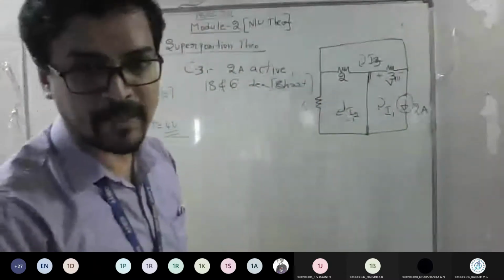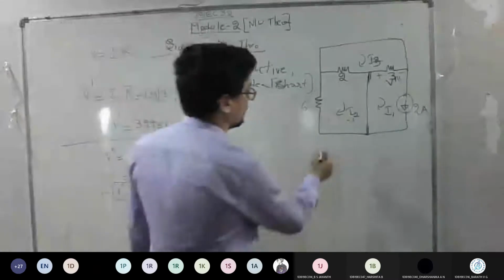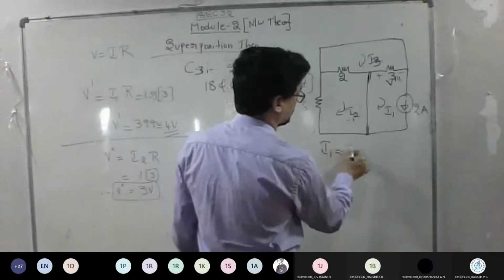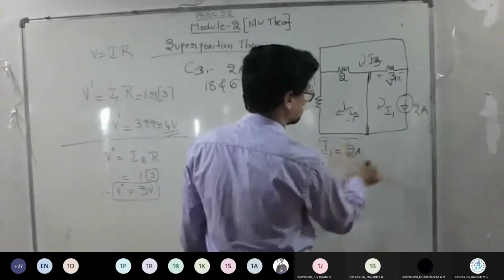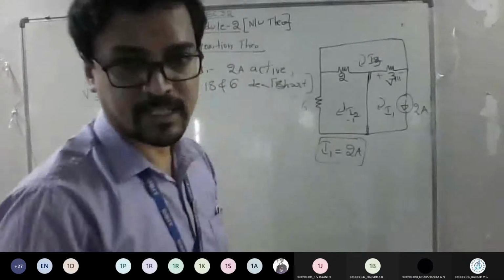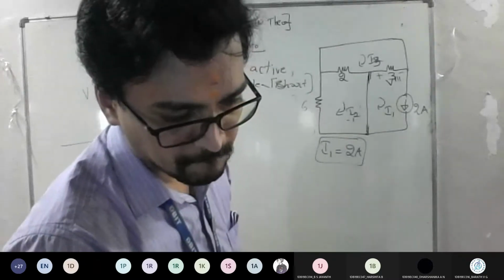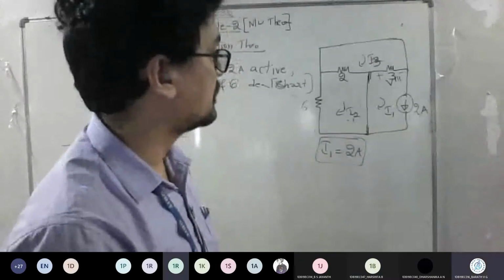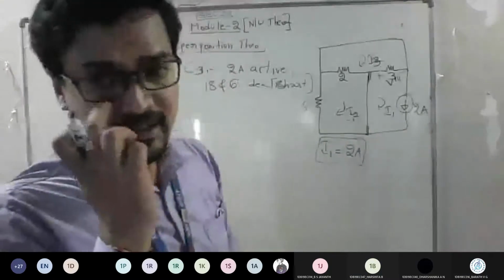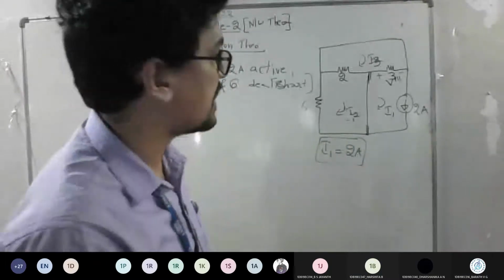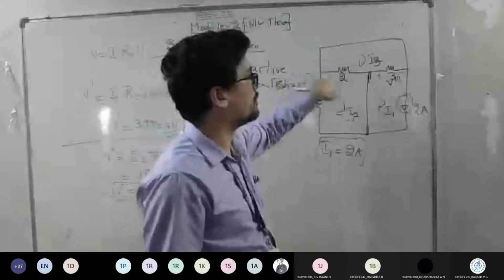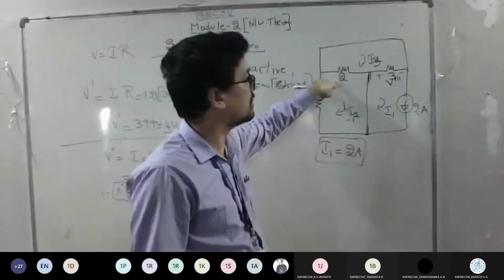Now from the mesh we can directly write I1 is equal to 2 amp. Correct? Can I take I1 is equal to 2 amp directly? Yes, sir. Right. See, you can solve this in two ways. Same method, apply the logic of your mesh analysis, you get the answer.